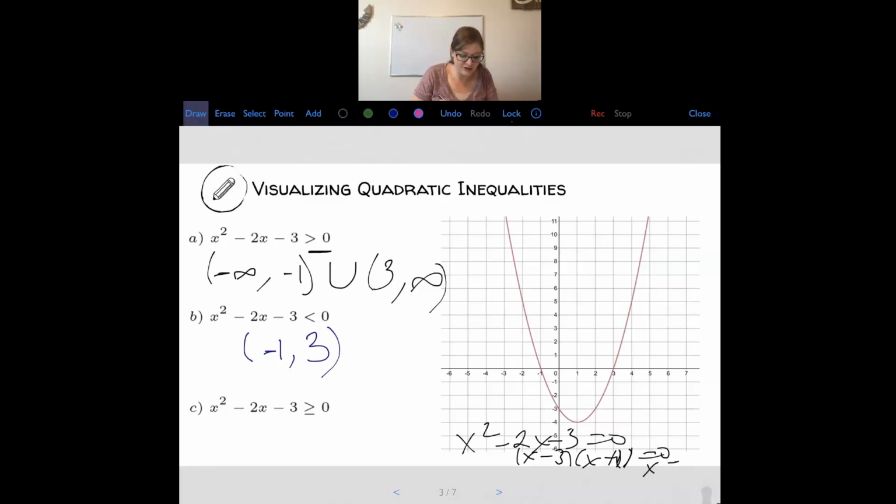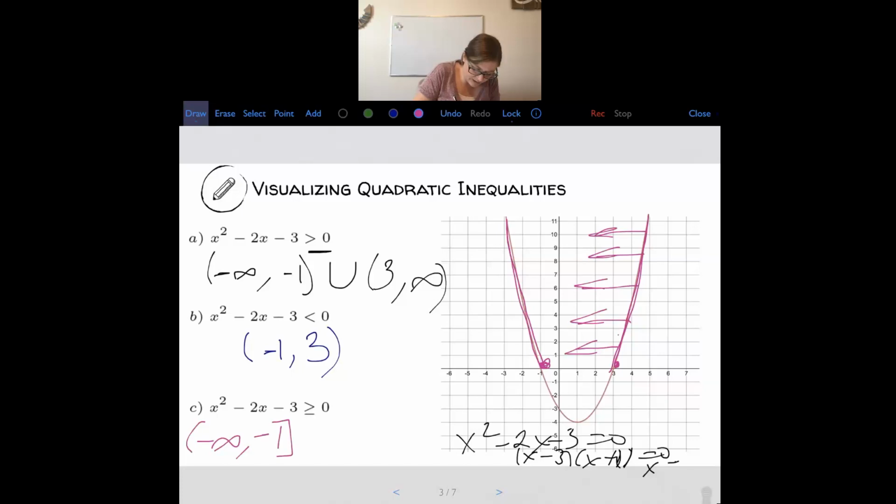So x squared minus 2x minus 3 is greater than or equal to 0. So greater than 0, again, would be these portions here, because they correspond to positive y values or y values that are greater than 0. Okay, and I am putting a closed dot here because we can include where this equals 0, which means we can include the endpoints -1 and 3. So we have negative infinity, which is always a parenthesis, to -1, bracket, 3 to infinity. Okay, so we'll be solving these.